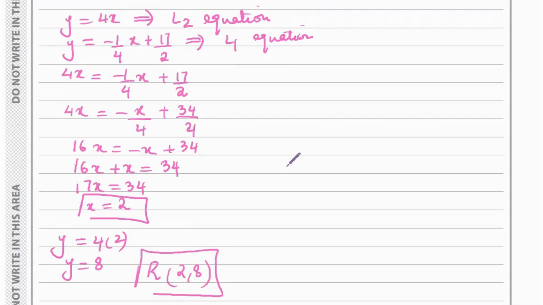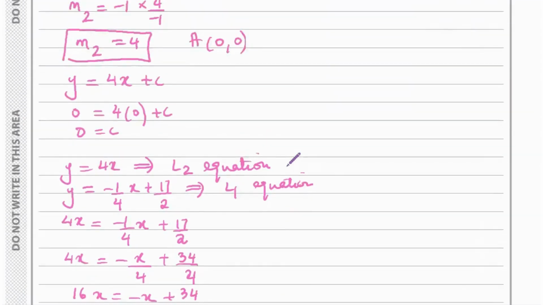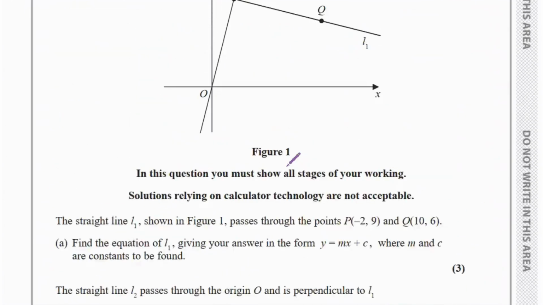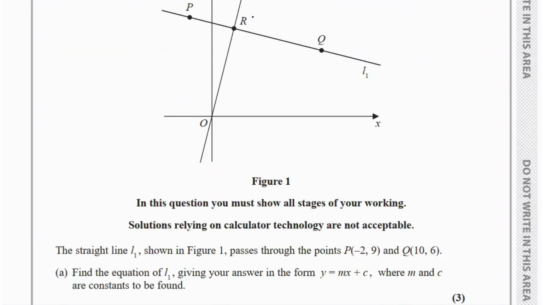Now for the area of the triangle, this is 2, 8. They want the area of the triangle OPQ. So if we connect this over here, PQ is the base of the triangle and OR is the height of the triangle. So you're going to find the distance of PQ and OR and then use that to find the exact area of the triangle.